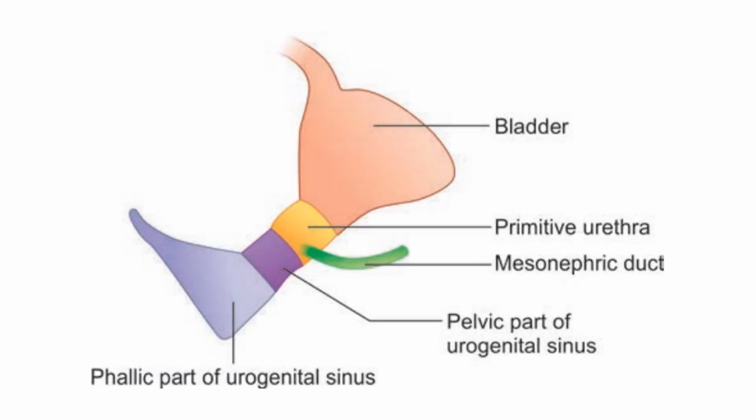Next, we will see about the development of prostate. So this diagram we already know. This is the cranial part of primitive urogenital sinus. This will form the vesicourethral canal. This much part. The lower part or caudal part of the vesicourethral canal will be forming the primitive urethra. This is the pelvic part of definitive urogenital sinus. This is the phallic part of definitive urogenital sinus.